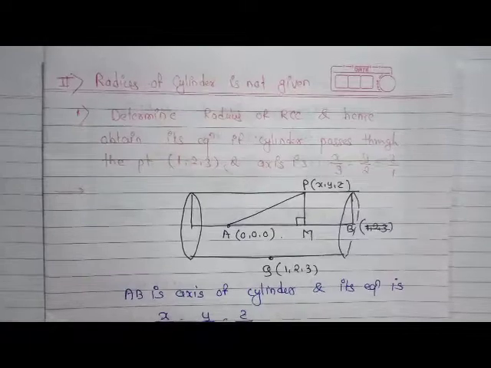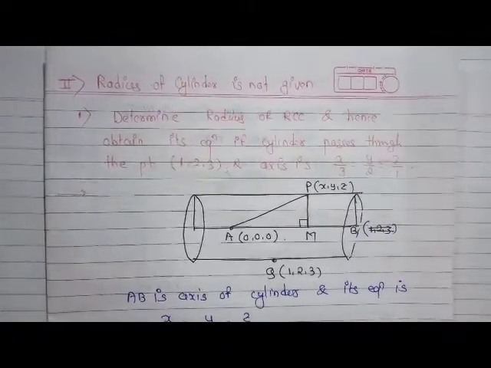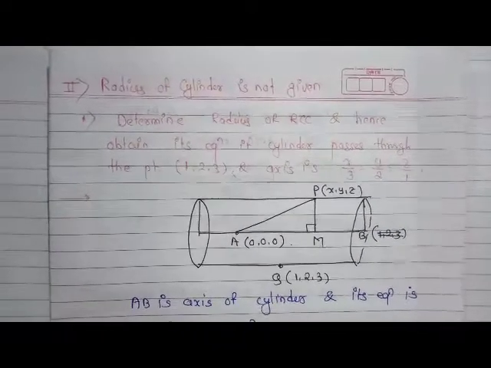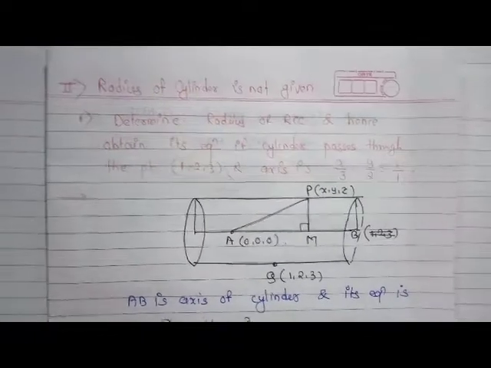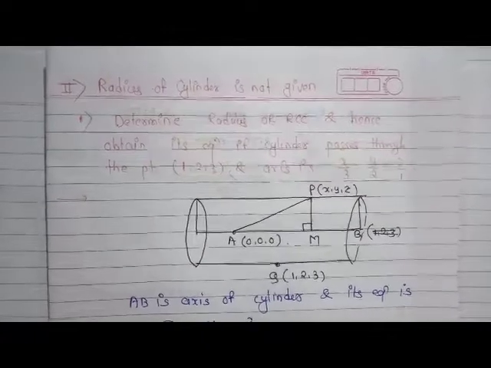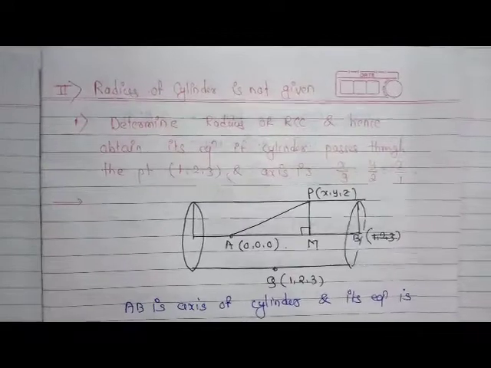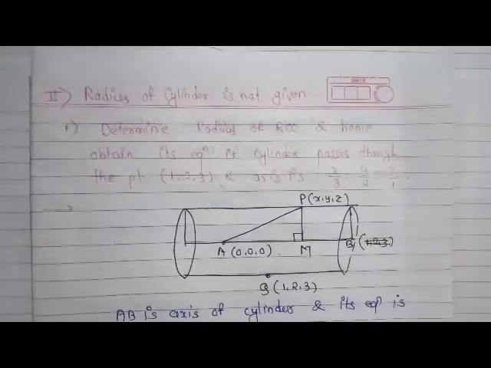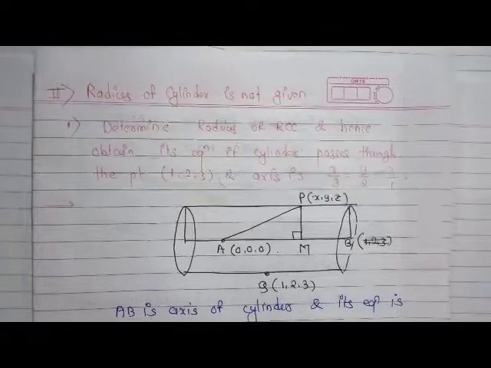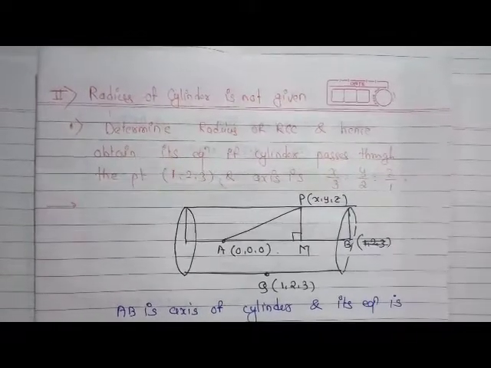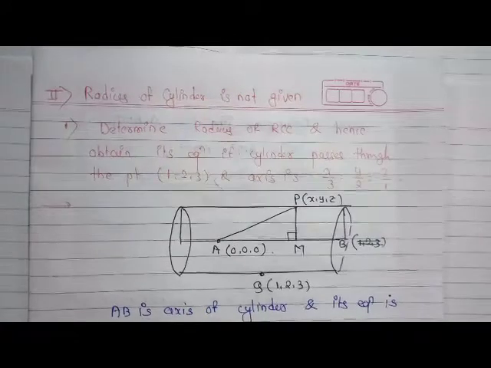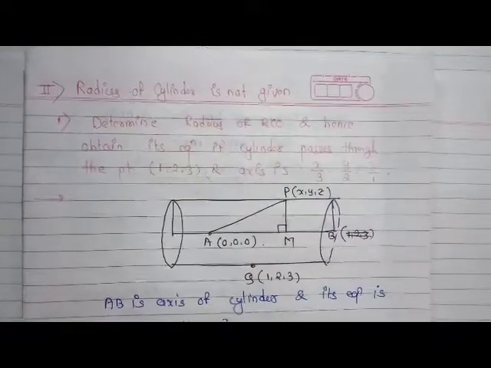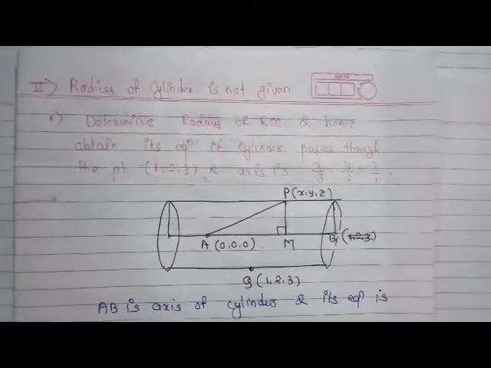Type number 2. In the previous type we understood examples where the radius of the cylinder is given. Now suppose the radius of the cylinder is not given, whereas one point on the cylinder is given. Then how do we find the equation of the right circular cylinder? Example number 1. Determine the radius of the right circular cylinder and hence obtain its equation if the cylinder passes through the point (1, 2, 3) and the axis is the line x by 3, y by 2 and z by 1.